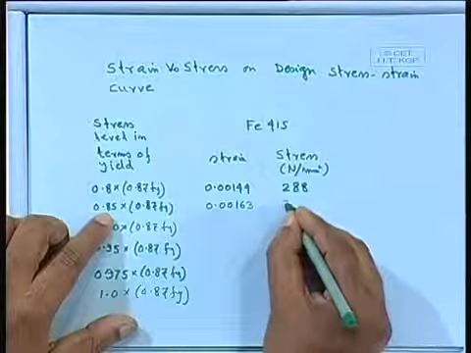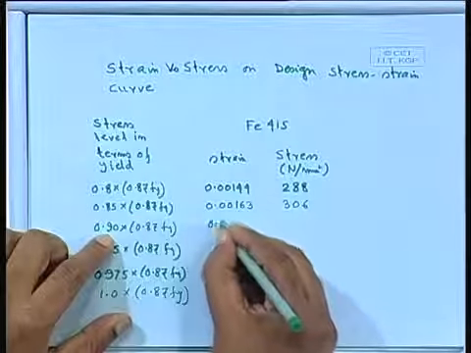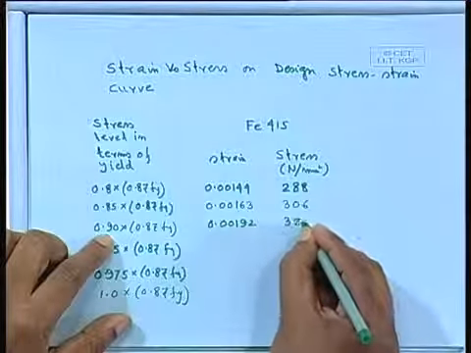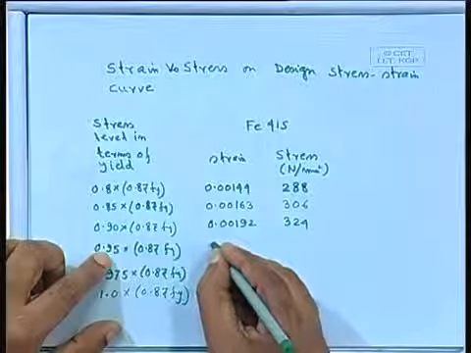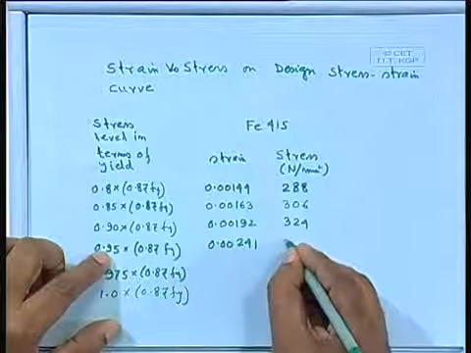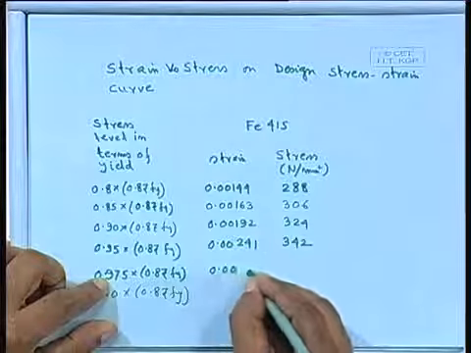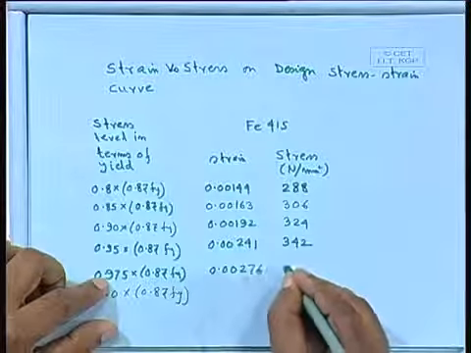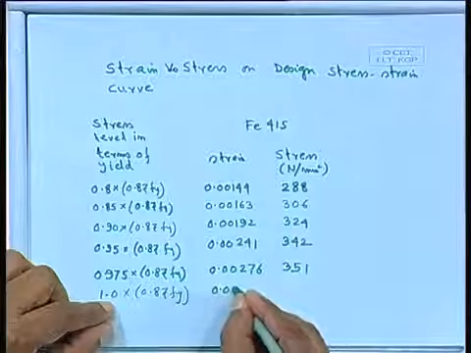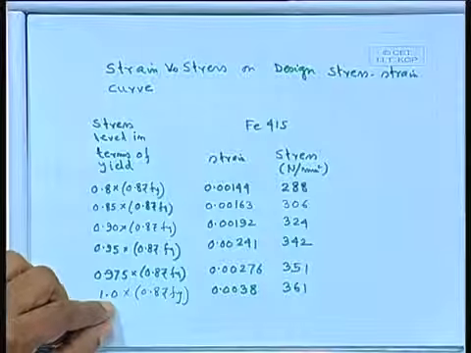0.00163, 306. At 0.9, 0.00192, 324. 0.00241, 342. 0.00276, 351. 0.0038, 361.